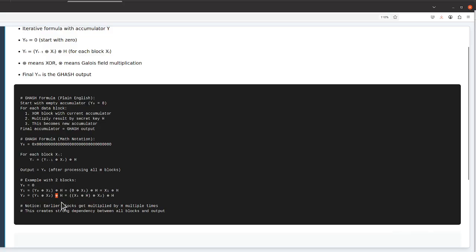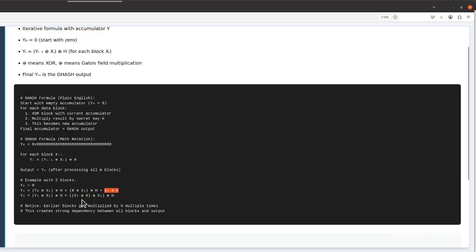Let me trace through this with very simple numbers. Imagine we have two blocks of data. Start with y0 equals 0. This is our empty accumulator. Now process the first block x1. We compute y1 equals y0 XOR x1 times H, and since y0 is 0, XORing with 0 just gives us x1. So y1 equals x1 times H. This is like putting the first ingredient in the blender and blending it.